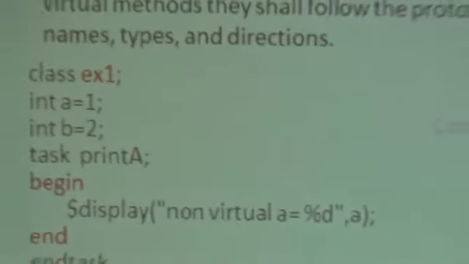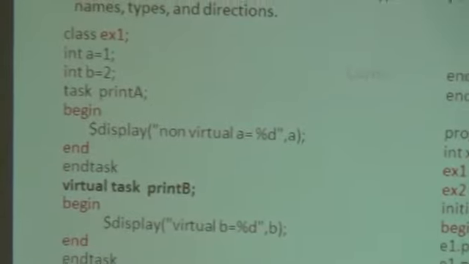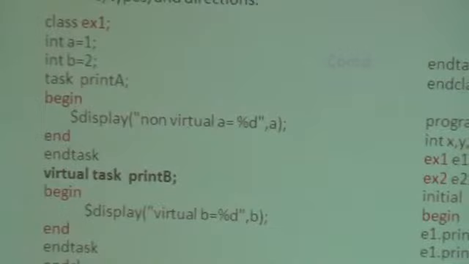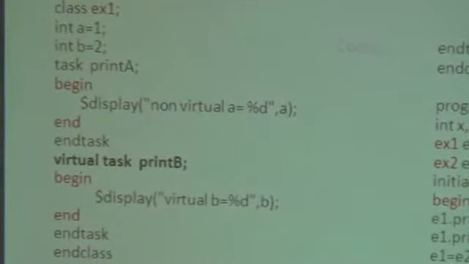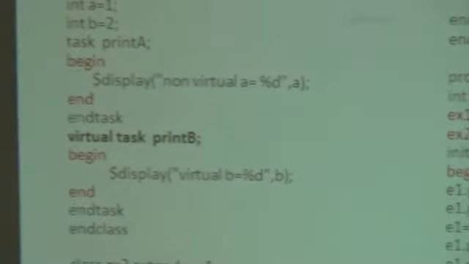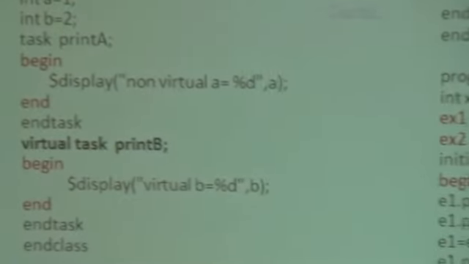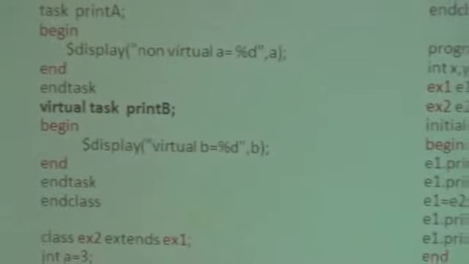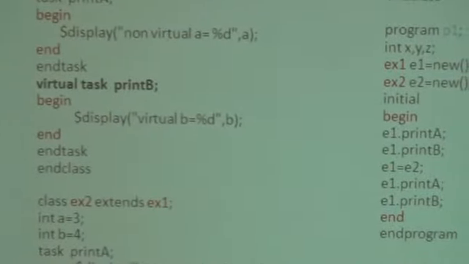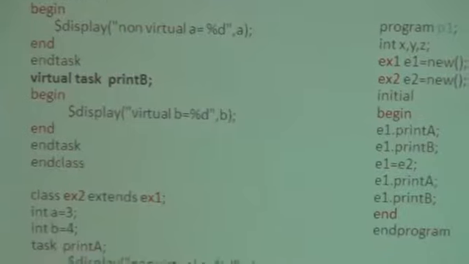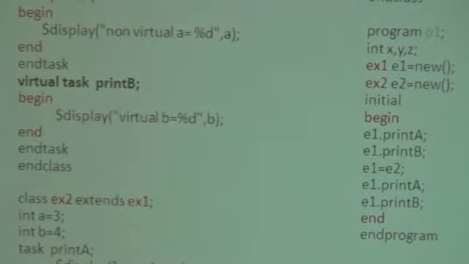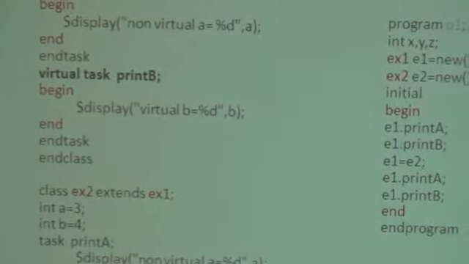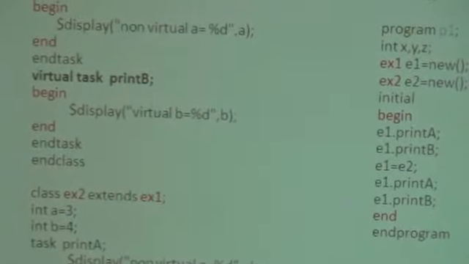This is a class. It has int a equal 1, int b equal 2, and task print_a. Between begin and end I wrote $display non-virtual a is equal to %d, a in the task, and here I have declared another task but with the virtual keyword. Since it is declared with the virtual keyword, it is called a virtual method. In this virtual method I wrote $display virtual b is equal to %d, comma b. Since I have declared it with virtual, this whole task can again be overridden in its derived classes.